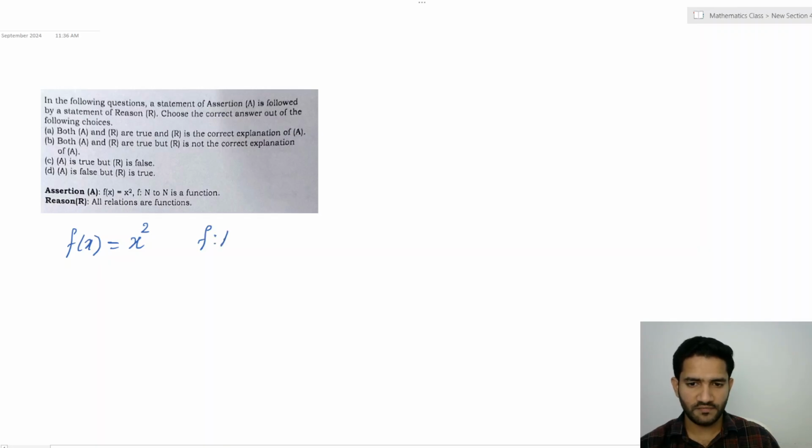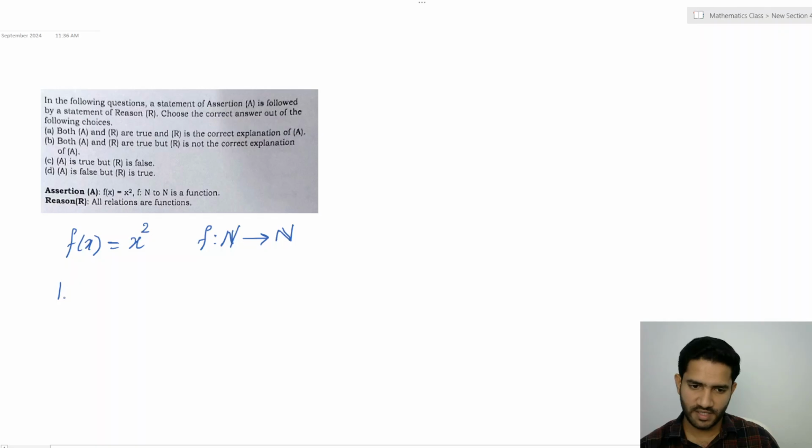The domain of the function is N, that means natural numbers. The codomain of this function is again the natural numbers. So here the question is f of x equal to x square. What's the reason? All relations are functions. Obviously it is false. All relations are not functions.